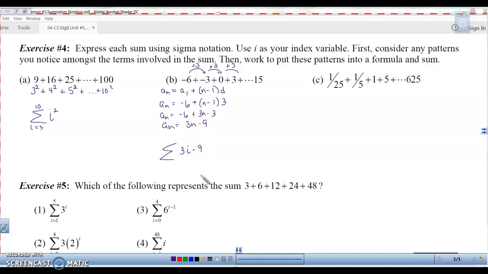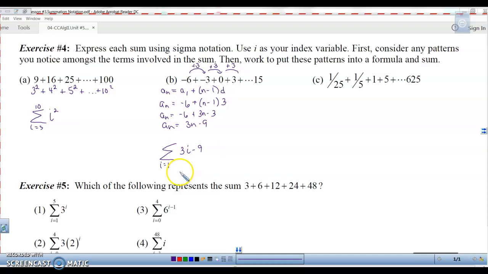I'm just going to use I instead of n. Then I've got to figure out what term of the sequence I'm going to start with. If I want the first term to be -6, that would have to be I equals 1. 3 times 1 is 3, minus 9 is -6, and that gives me the first term.